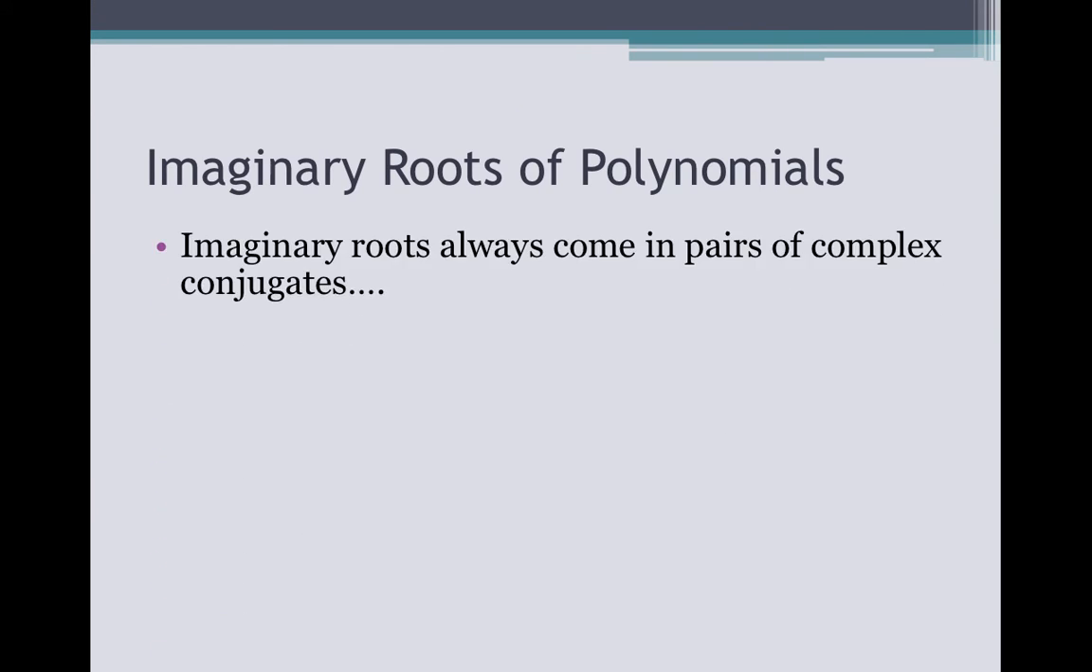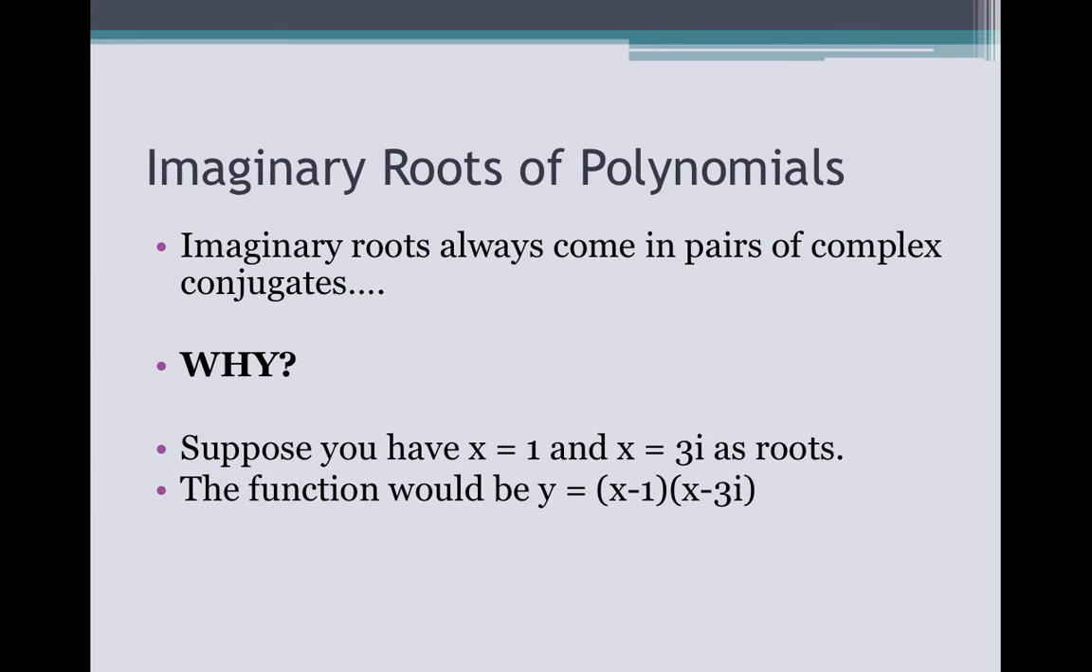Now you might be asking yourself, why? Well, the reason why is that, let's say you have x equals 1 and x equals 3i as roots. Okay, you don't have its complex conjugate, you just have 3i. So if 1 is a root, x minus 1 would be a factor, and if 3i is a root, x minus 3i would be a factor. If I distribute that, I end up getting y equals x squared minus 3ix minus x plus 3i. And there's nothing else I can combine together here. I end up with imaginary numbers in my polynomial.